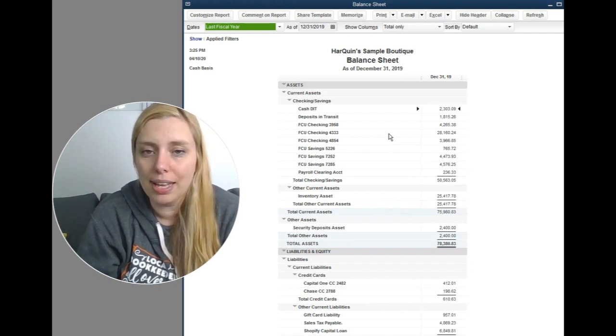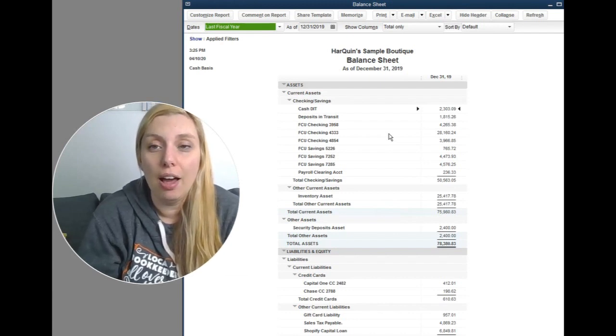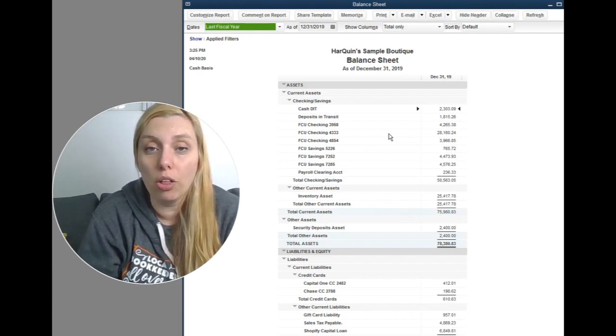There also is another litmus test on here. So cash, DIT, if you were to look at that and say, there's no way I have $2,300 in my cash register, then you either have some of the following things wrong. Potential employee theft. You forgot to record all the stuff you purchased with cash.